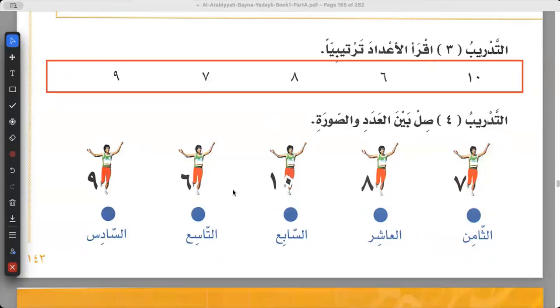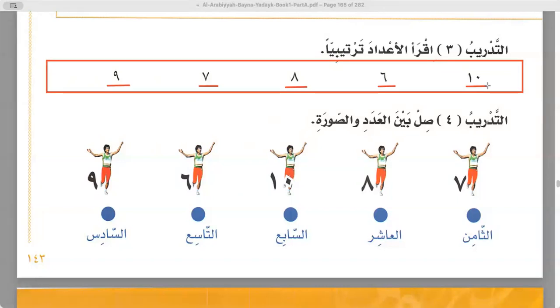Athamin. 6. Asadis. Followed by Asabi'. Next. Athamin. الثامن. Next. التاسع. And the last one. العاشر. ما شاء الله.